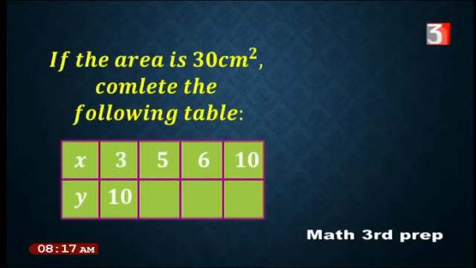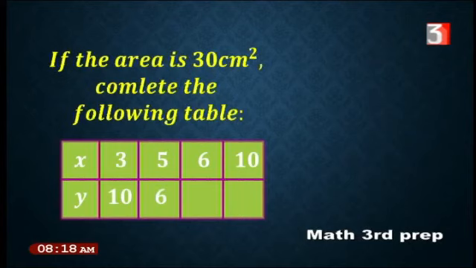Then, when x equals 5, one of the dimensions is 5. What about the other dimension? You know that the area is x times y. So, what number multiplied by 5 gives 30? Yes, we are going to divide. So, 30 divided by 5, we are going to obtain the other dimension as 6.